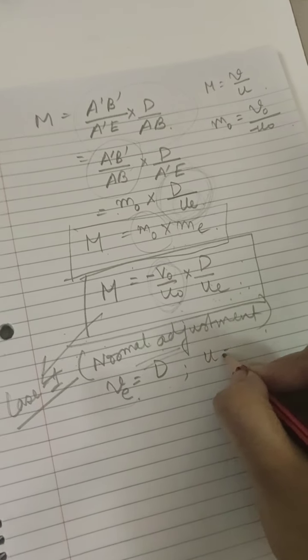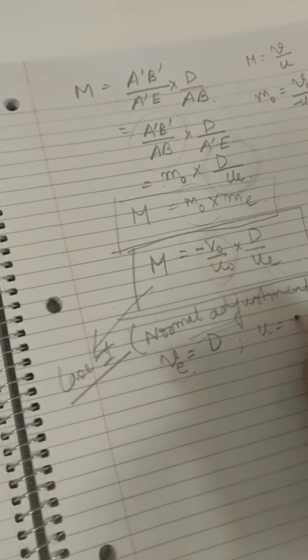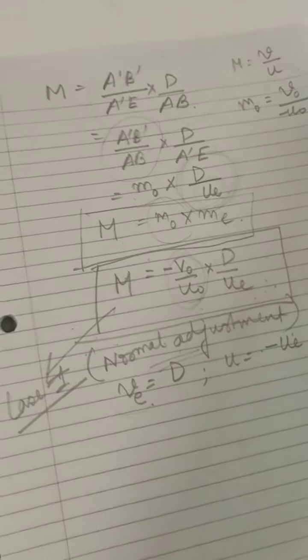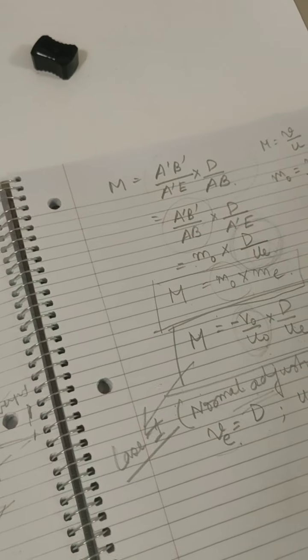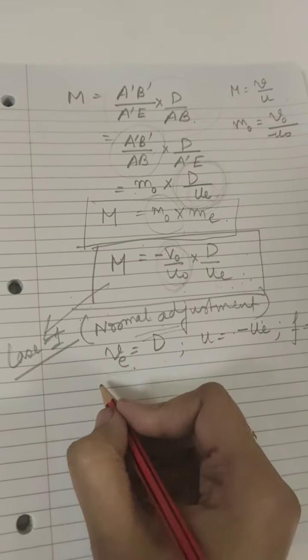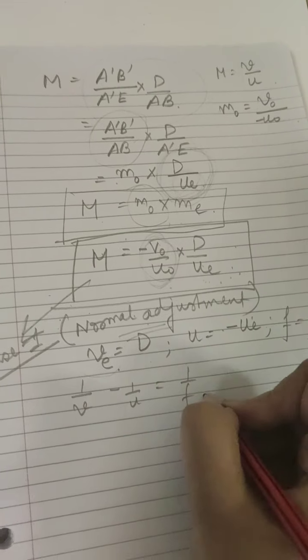U equal to minus UE, where UE is... U equal to minus UV and F equal to FE. Okay, so let us use the lens maker's formula: 1 by V minus 1 by U equal to 1 by F.